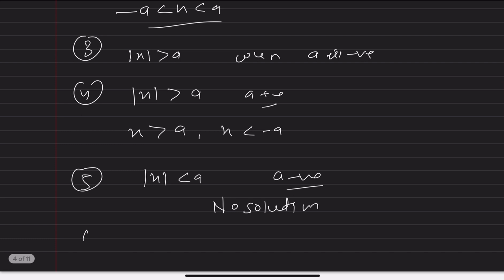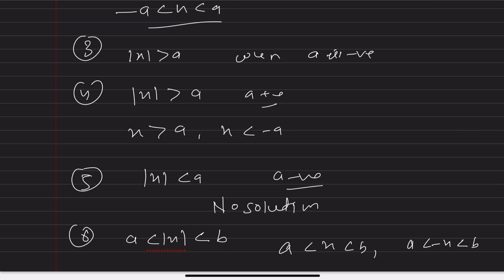now the sixth one is a less than mod of x less than b. So in this case, when a is positive and when x is positive, then we have x less than b. But when we have x as negative, what do we write down? a less than minus x less than b, and we have to multiply with a negative sign, so minus b less than x less than minus a. So this is going to be the property.